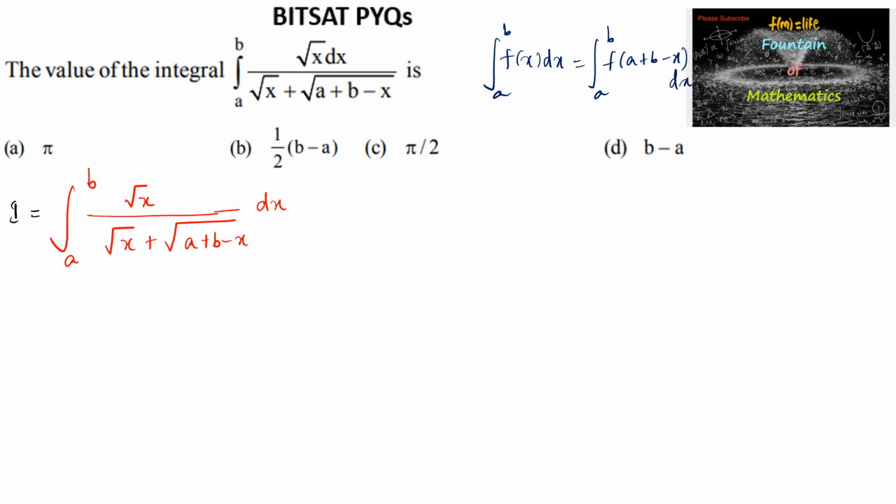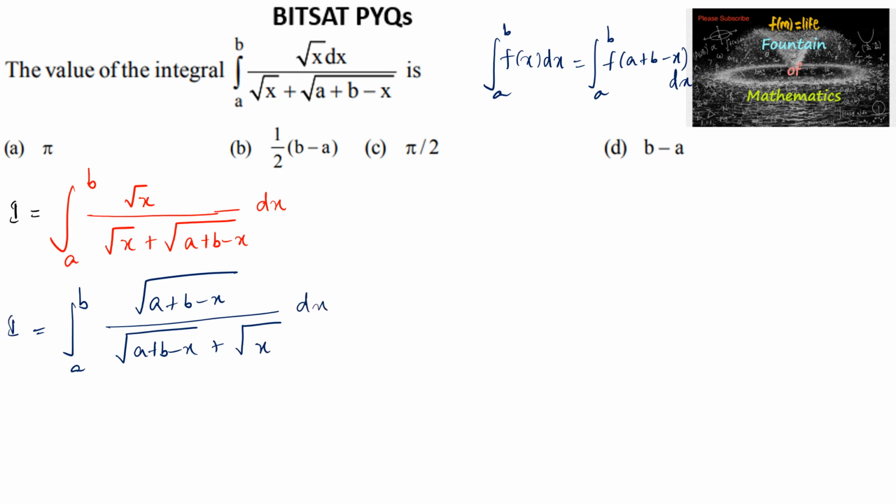So let us use this property here. We can write integral a to b under root of, in place of x we substitute a plus b minus x, divided by under root of a plus b minus x plus, and a plus b minus x will become x, dx. So let us consider this is 1 and this is 2.